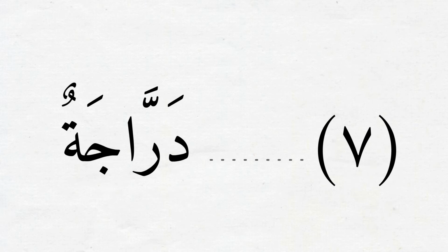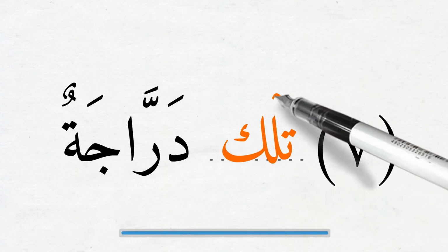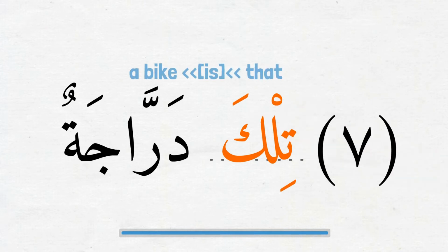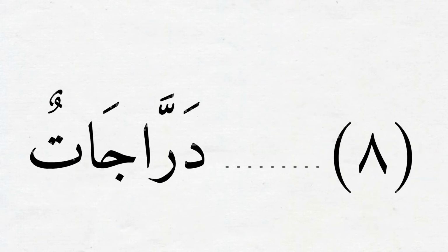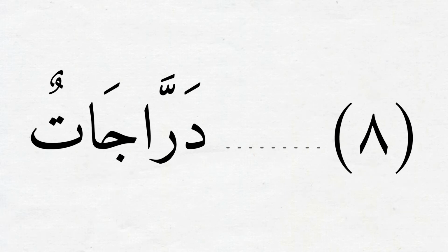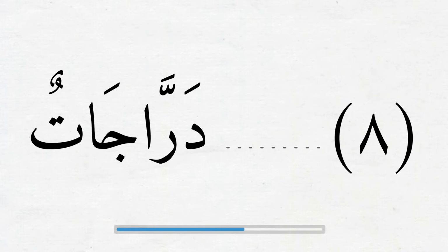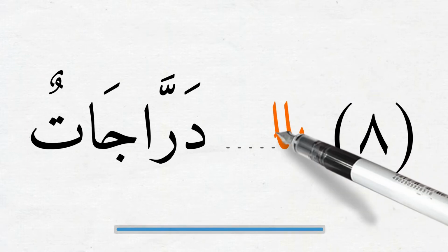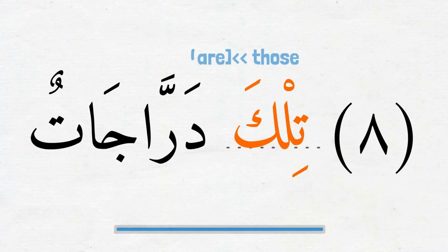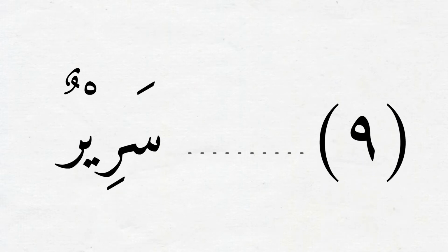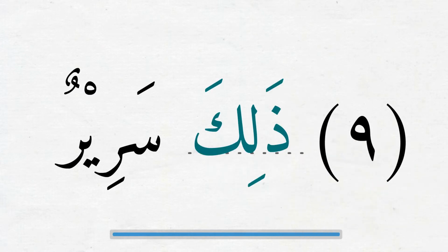Sentence 7. دراجة, a bike. تلك دراجة, that is a bike. Sentence 8. دراجات, bikes. It is جمع المؤنث السالم, which is also جمع غير العاقل. تلك دراجات, those are bikes. Sentence 9. سرير, a bed. ذلك سرير, that is a bed.